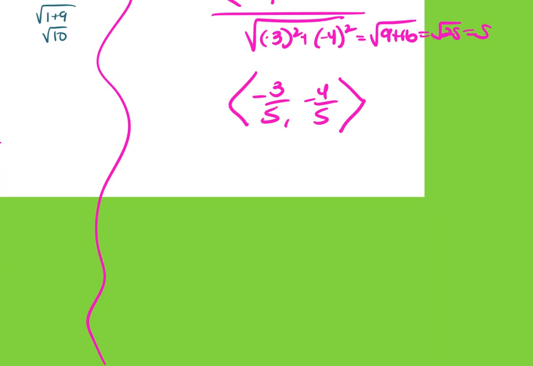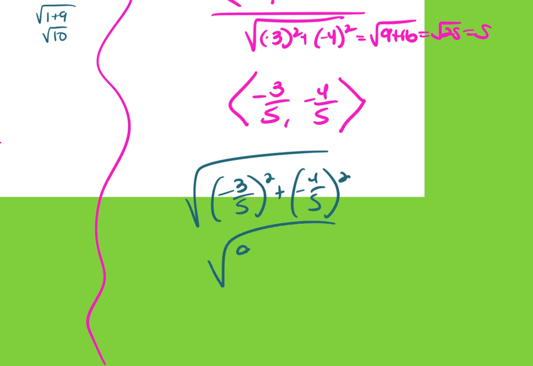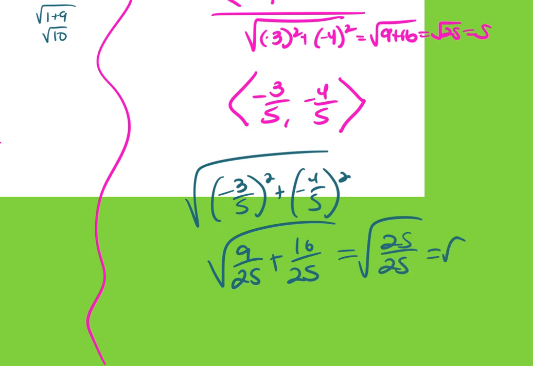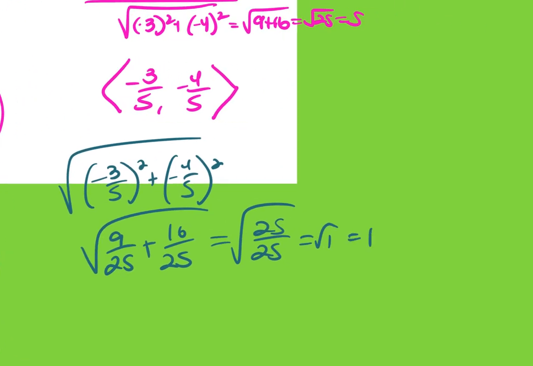If I was checking, to verify that it would be 1, I would get the square root of negative 3/5 squared plus negative 4/5 squared. And then that's 9 over 25, 16 over 25, square root of 25 over 25. That's square root 1, which is 1. So again, you'd be using that to check.